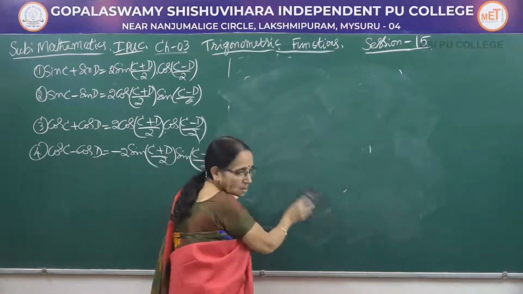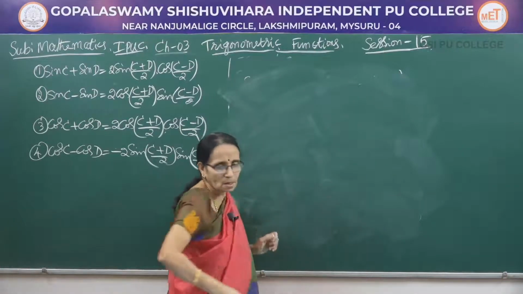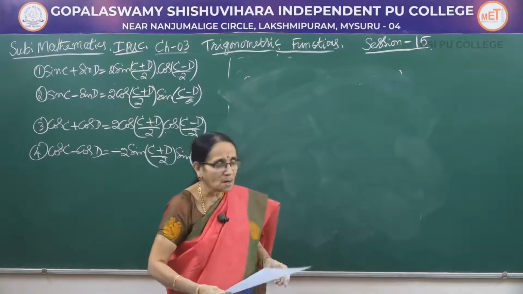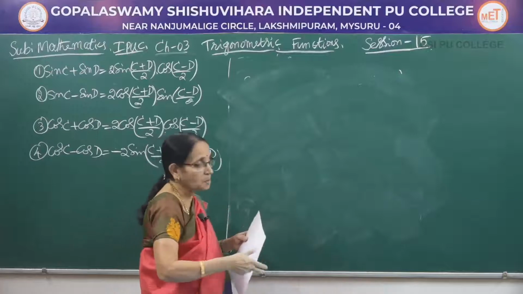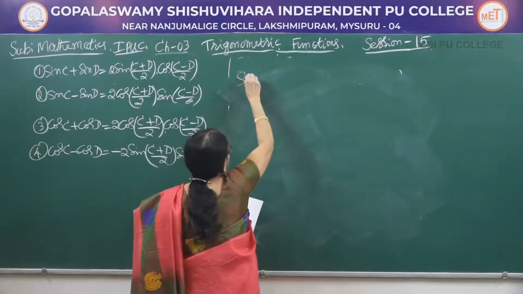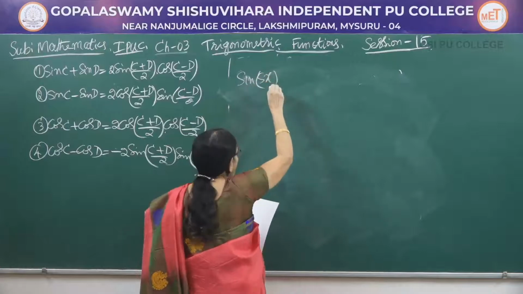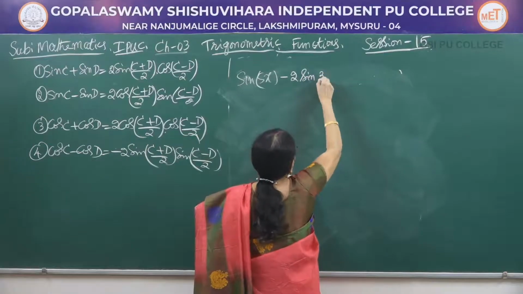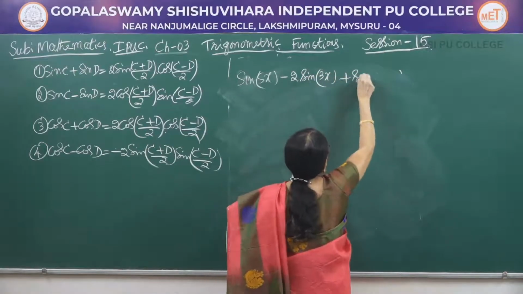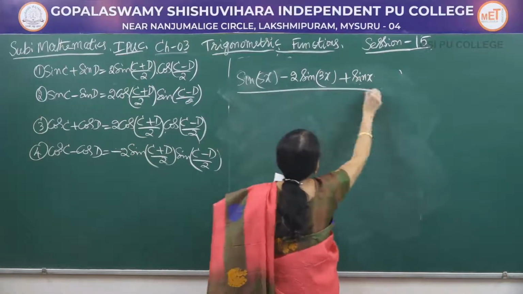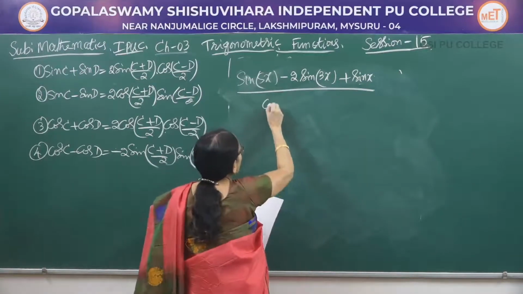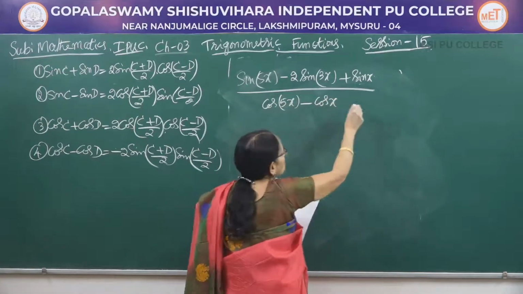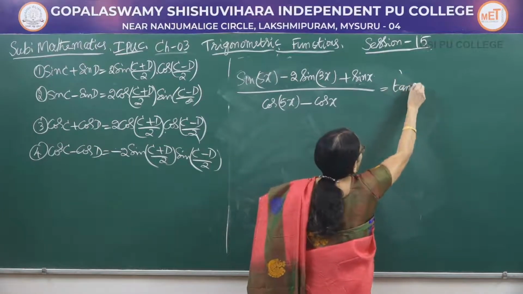Now in the next problem, it can be given for a 3 mark question, because here I am having an extra term in the numerator. Carefully observe this problem. Sin 5x minus 2 times sin of 3x plus sin x. This is the numerator which contains 3 terms. Denominator: cos of 5x minus cos x. You have to show that it is equal to tan x.